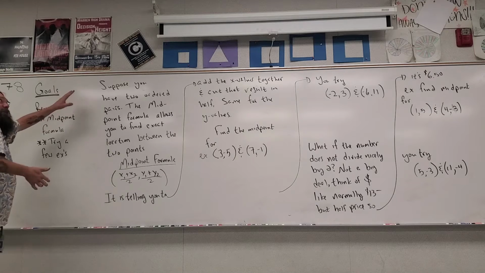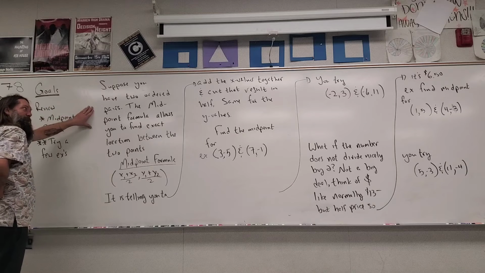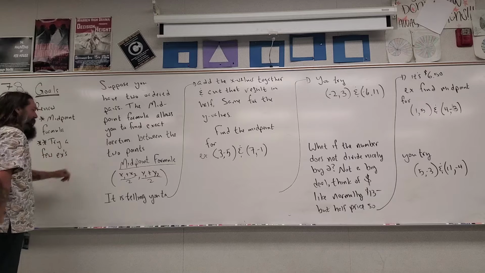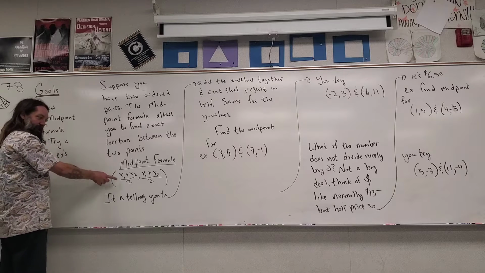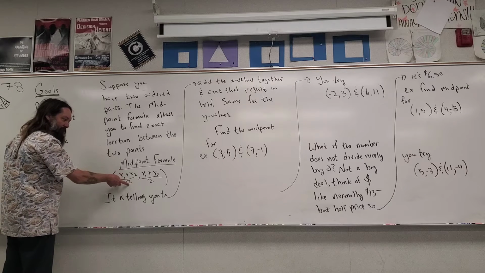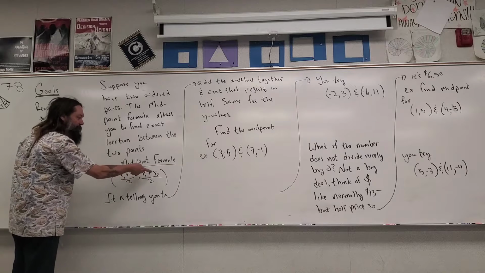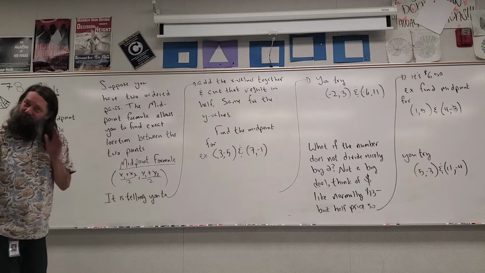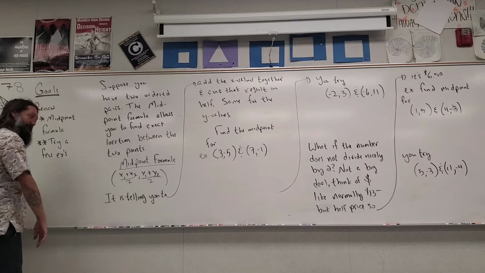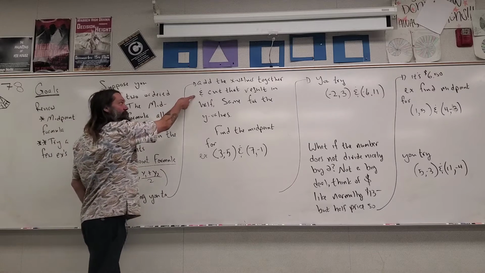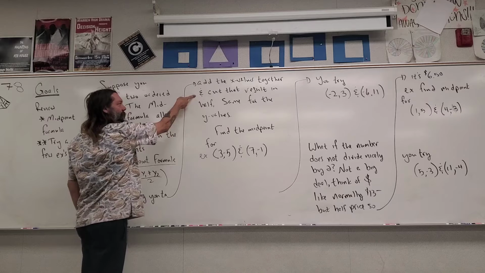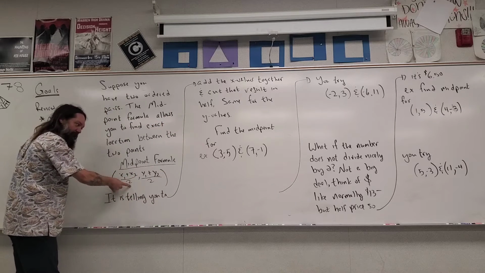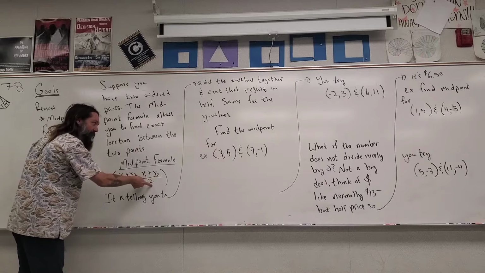So just so you know, suppose you have two ordered pairs. The midpoint formula allows you to find the exact location between the 2 points. Here's the midpoint formula. It says x1 plus x2 divided by 2, and then y1 plus y2 divided by 2. Let me translate what it's telling you to do. It is telling you to add the x values together and cut that result in half. Same for the y values. Add the x's, cut it in half. Add the y's, cut it in half.